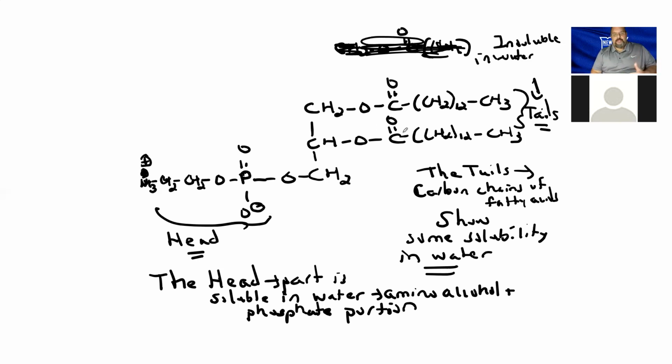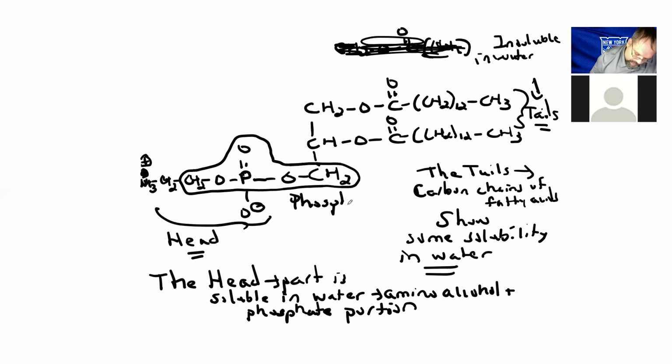The other thing I want to mention is that the connectivity between glycerol, phosphate, and an amino alcohol is what is known as a phosphodiester bond. So the linkage between glycerol, phosphate, and amino alcohol is what is known as a phosphodiester bond.